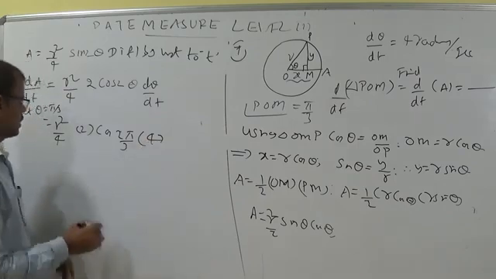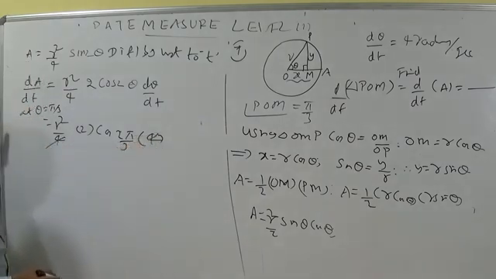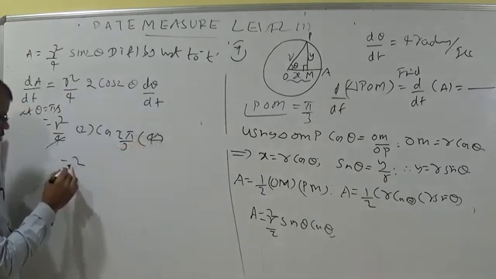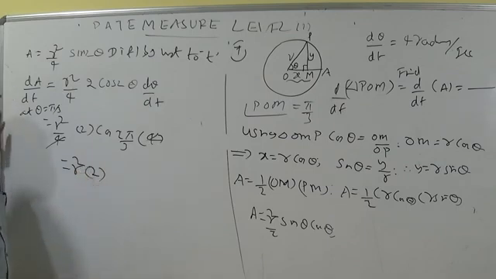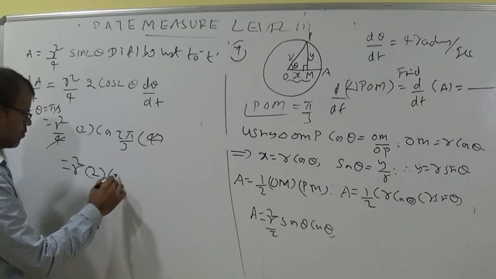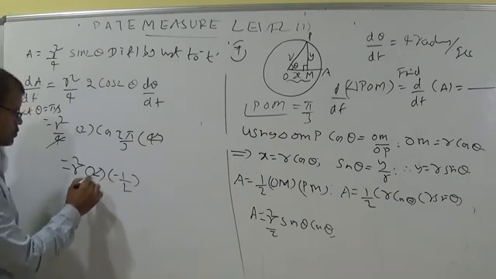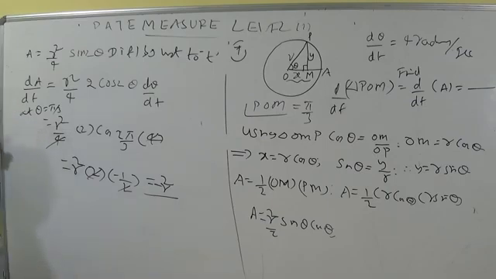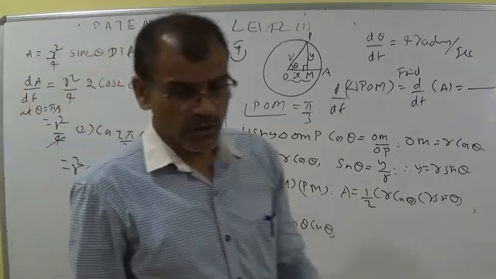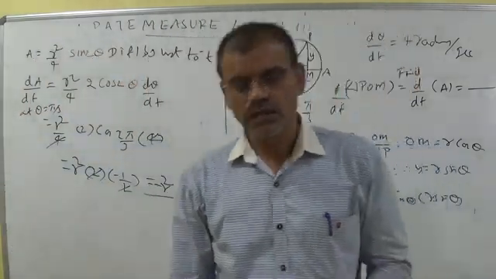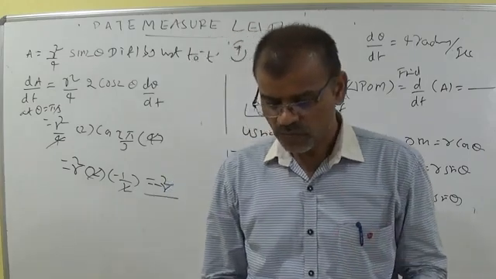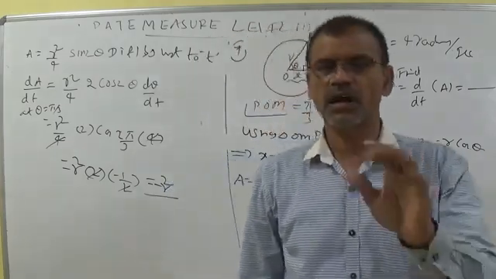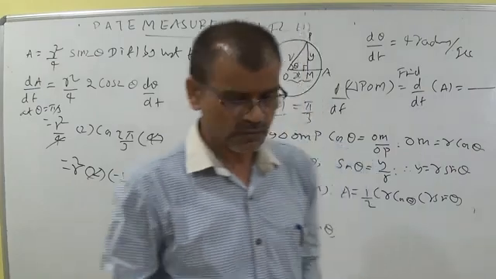Here 4 and 4 get cancelled. That is equal to R square into 2 into cos 2 pi by 3, whose value is minus 1 by 2. So 2 and 2 get cancelled. So minus R square is the answer. Since it is decreasing with radius, we say the answer is R square, the second option.